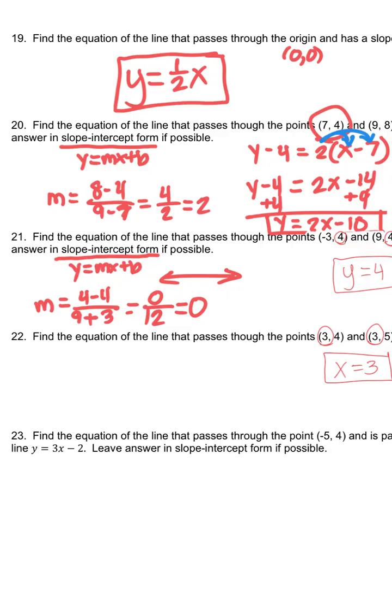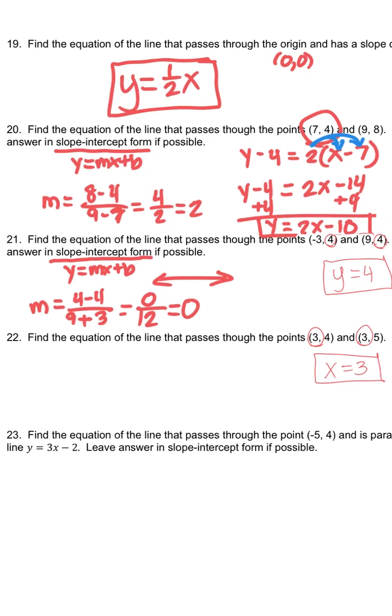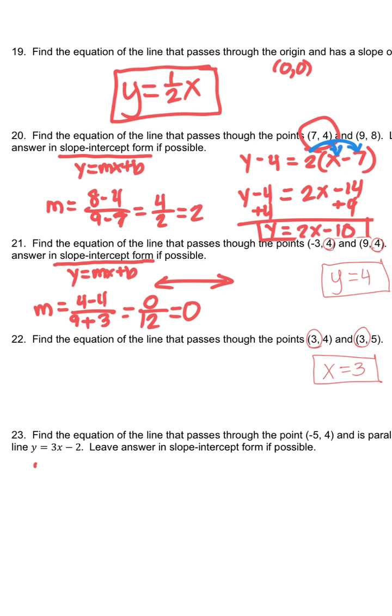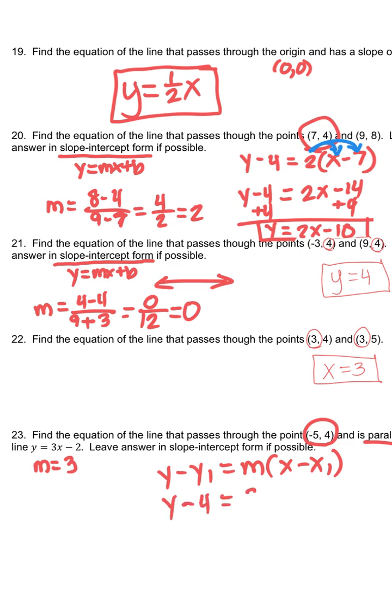And number 23, find the equation of the line that passes through the point -5, 4 and is parallel to the line y equals 3x. So therefore, if it's parallel, we know it has the same slope, so its slope will be 3, and we are given a point. So let's go ahead and fill in what we know. We'll use our point-slope form here. So we have, again, it's parallel, so y minus 4 equals our slope, which is 3, and x minus negative 5.